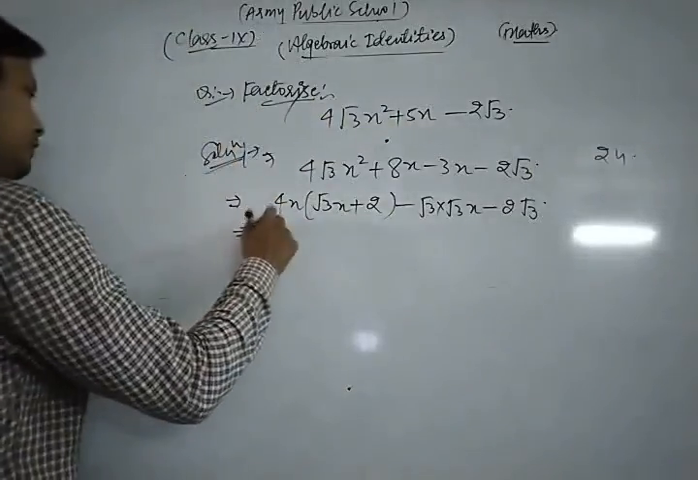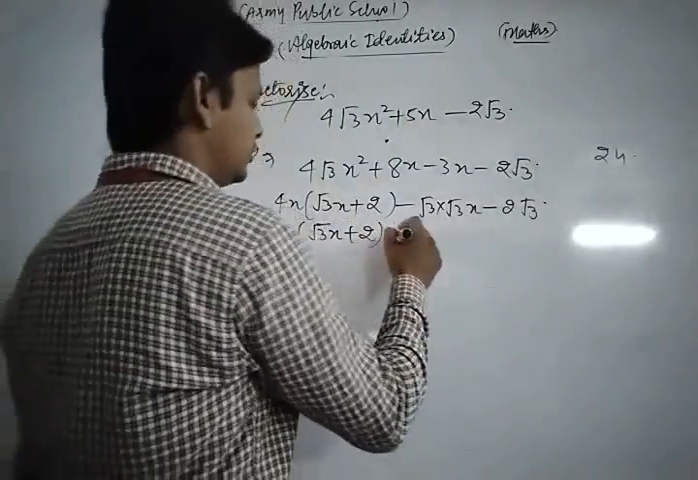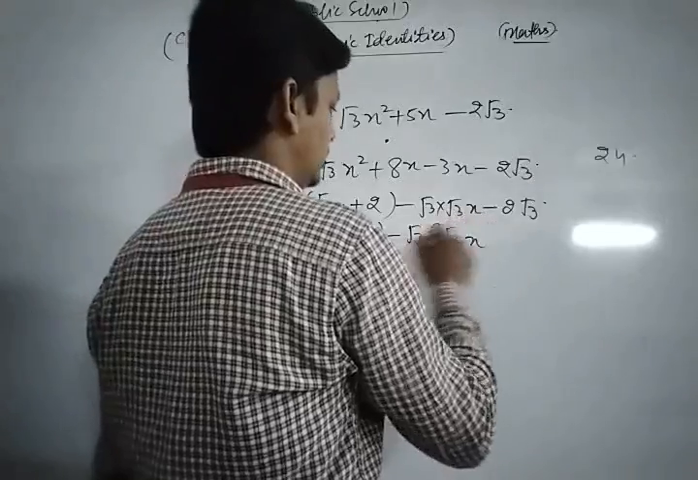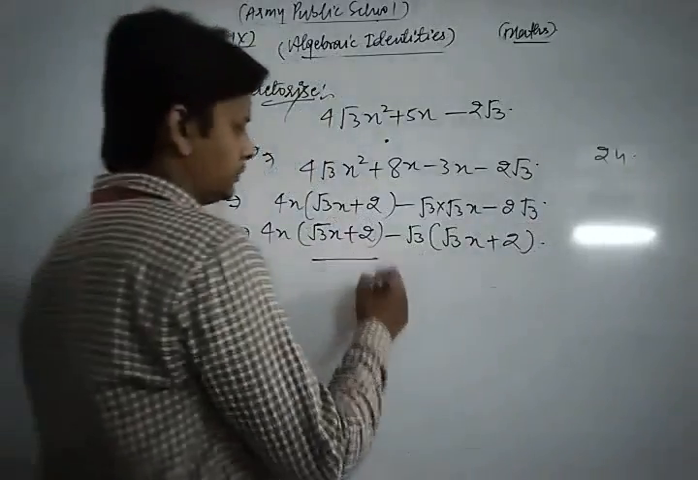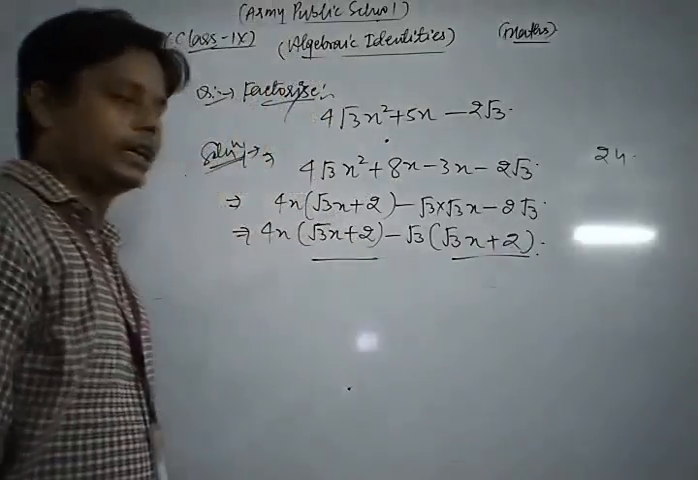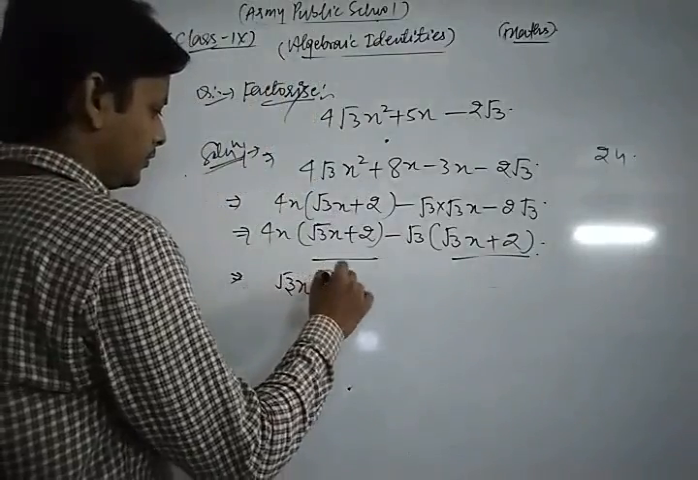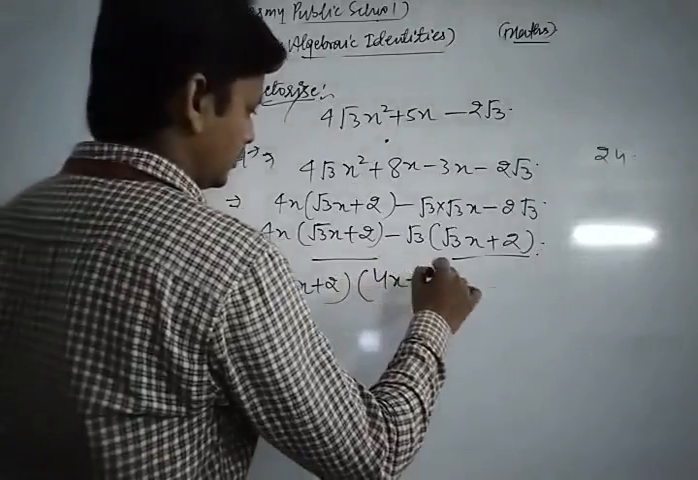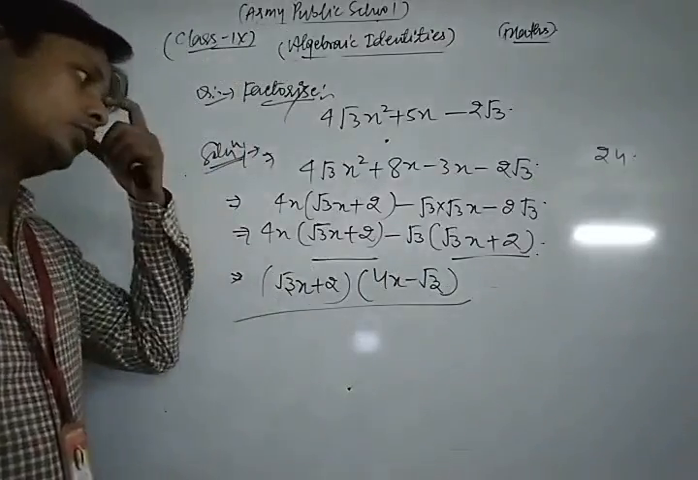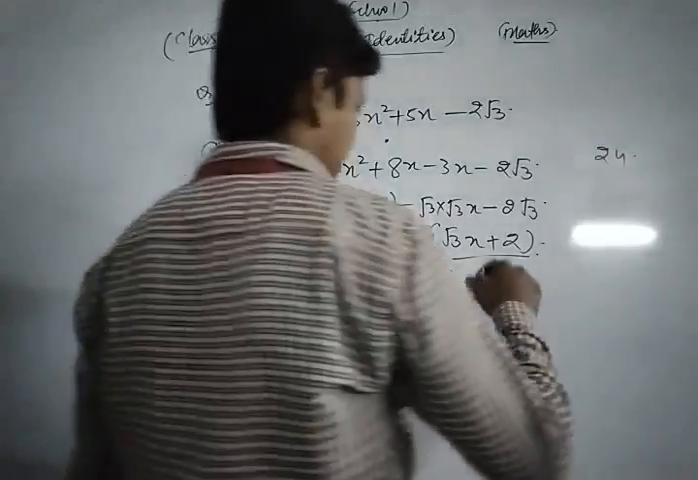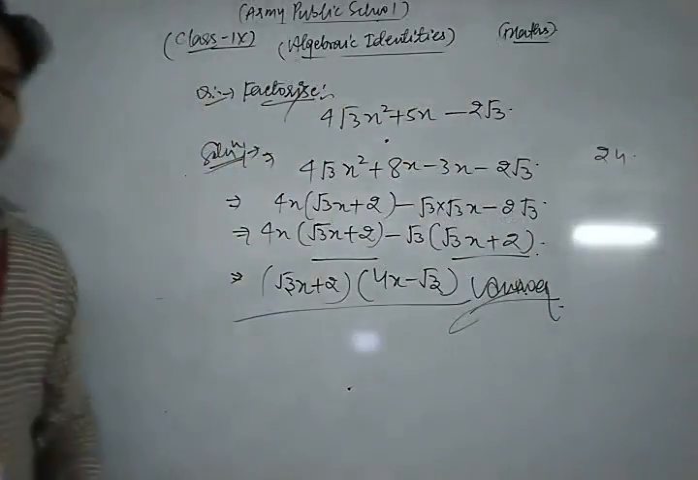So now from there we have 4x. Now from these two terms we take root 3 as common, so root 3 into x plus 2. Now this is root 3x plus 2 in one bracket and 4x minus root 3 in another bracket, so we can write root 3x plus 2 and 4x minus root 3. This is the required solution of the given question.